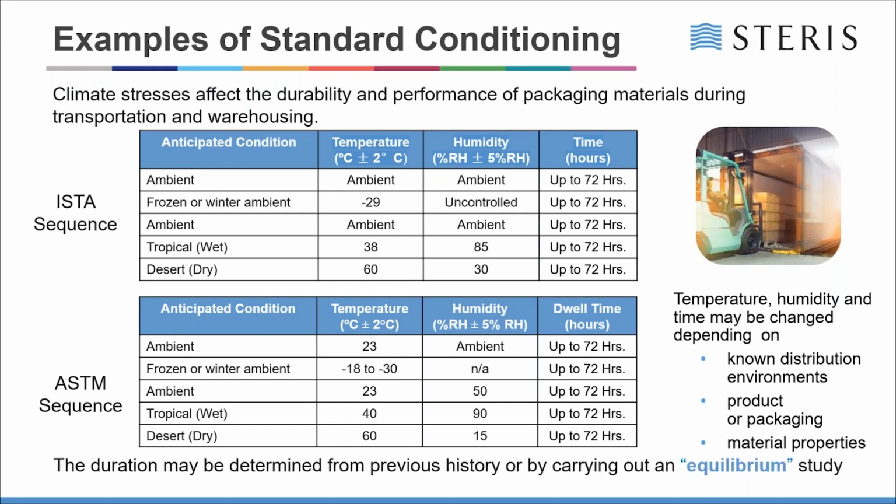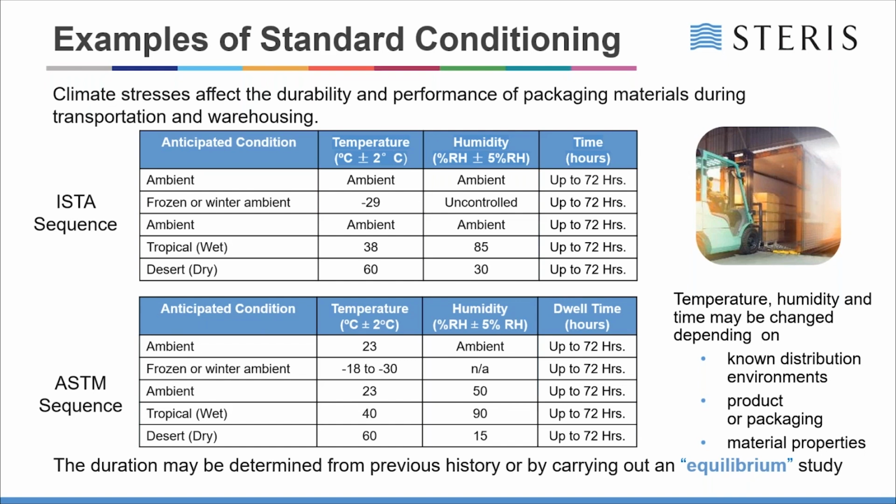So if the likes of the frozen winter or ambient condition, ISTA goes down as far as -29, ASTM goes down as far as -30, but in ASTM you can still go down as far as -55. That's listed in D4332 as well. You have the ambient, which is typically 23 degrees, 50% humidity, tropical wet at 40 degrees, 90 or 38, 85, and desert dry again, are both the same thing.